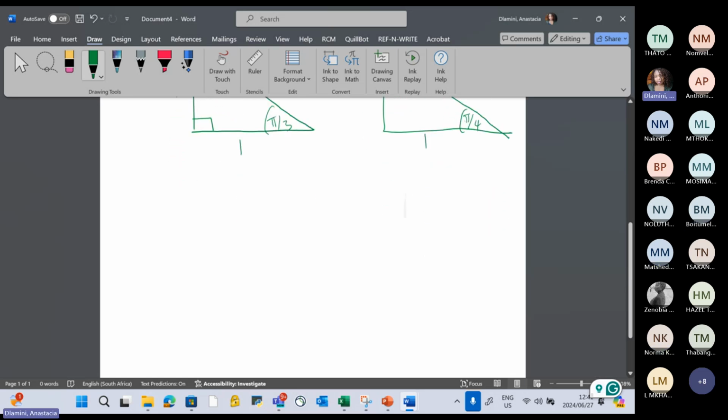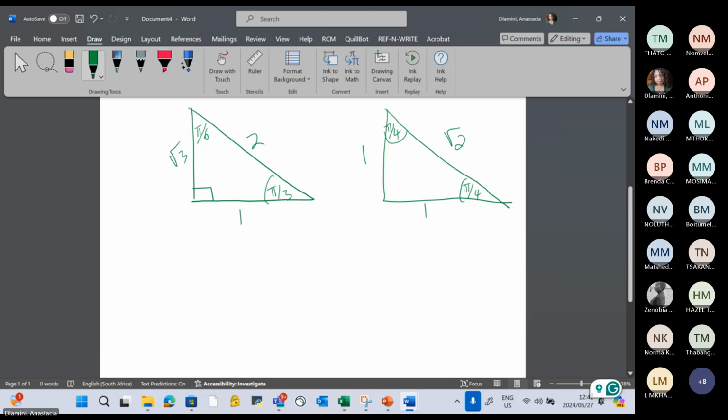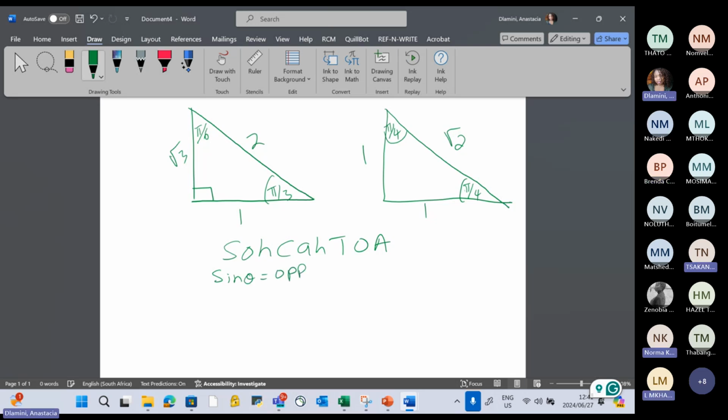Now, you remember SOH CAH TOA? Let's write it. What is sine? Opposite over hypotenuse. And then cos is? Adjacent over hypotenuse. And then tan was? Opposite over adjacent. Are we all together? Yes, ma'am.